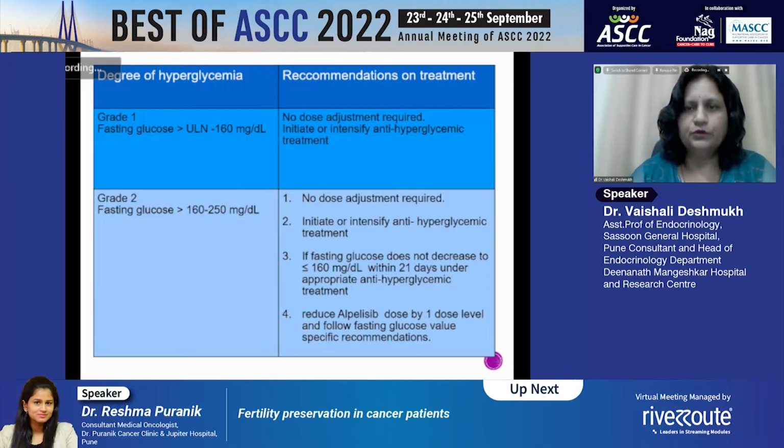So how would you go ahead with the treatment then? Once you have diagnosed the degree of hyperglycemia, the fasting plasma glucose is the standpoint.